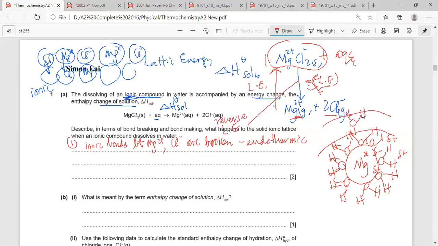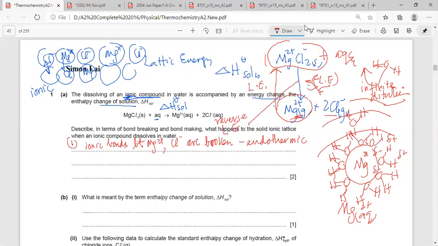As it attracts more layers, more heat comes out, until the water comes out and goes away. That means there's no longer any attraction. Now that is called infinite dilution. Now that is what it means by Mg2+ aqueous. So this is the heat change when 1 mole of this is changed to Mg2+ aqueous.